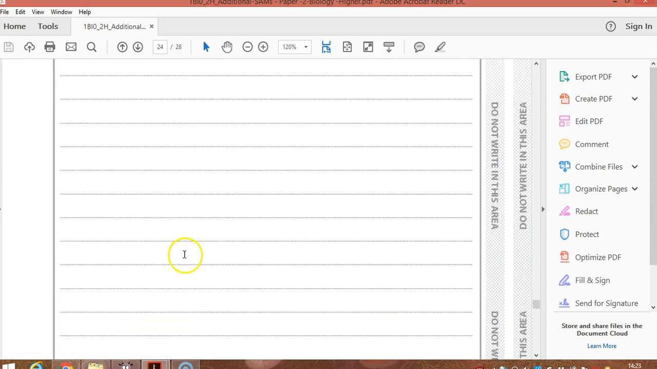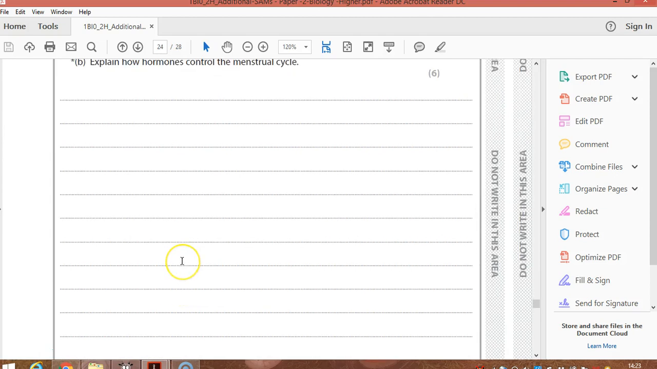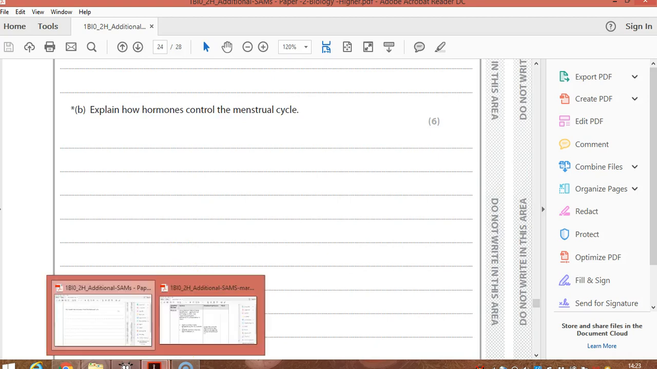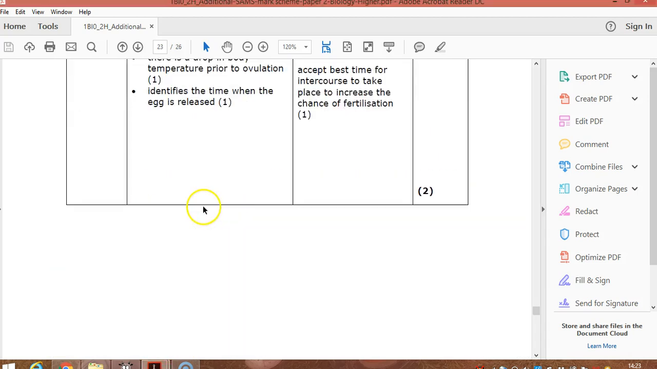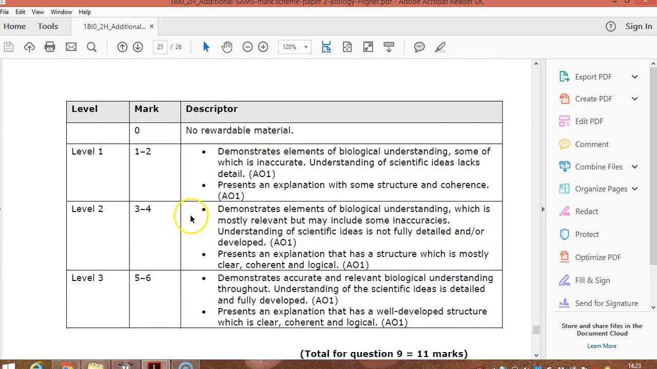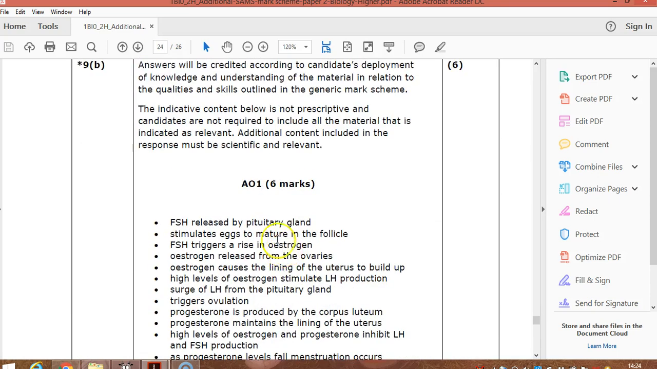Explain how hormones control the menstrual cycle. This is another 6-mark question. You will probably have 2 6-mark questions in your biology paper. Off you go. So, there are the levels. So you have to make some nice developed structures that are logical.